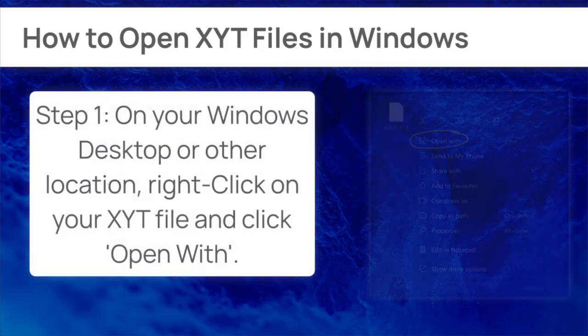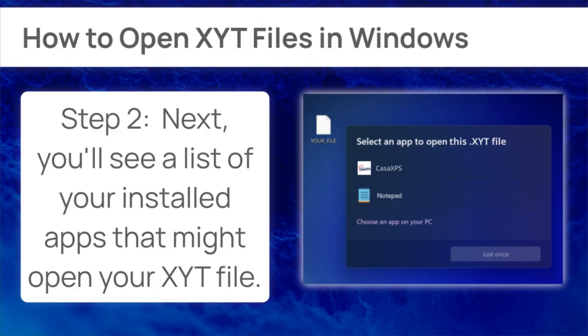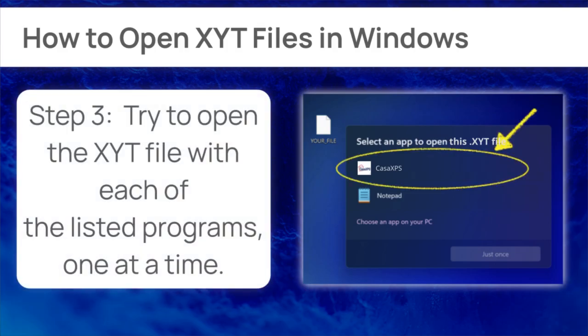Your first troubleshooting move: right-click your XYT file and select Open With. See if CasaXPS is available and test it. If it is not visible, select a different program. Testing multiple openers is standard practice.